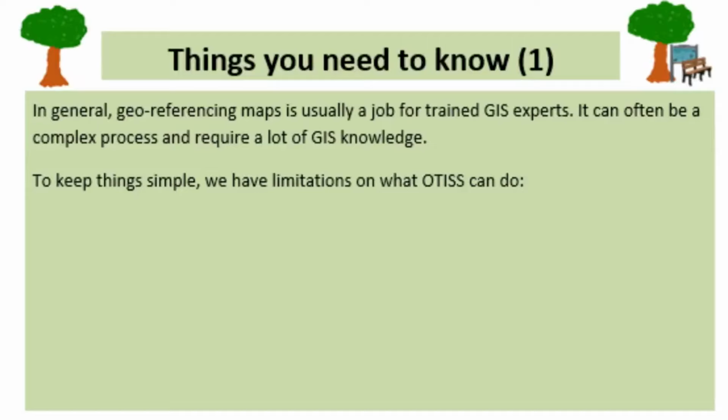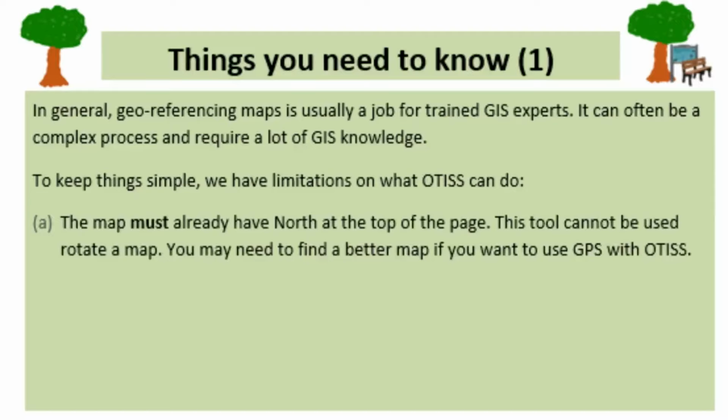Georeferencing maps is usually a job for trained experts. It can be a complicated process and require a lot of GIS knowledge. So to keep things simple, we have some limitations on what OTISS can do. The map must already have north at the top of the page. This tool cannot be used to rotate a map. So if you have a map that needs rotating, you need to find a better map.